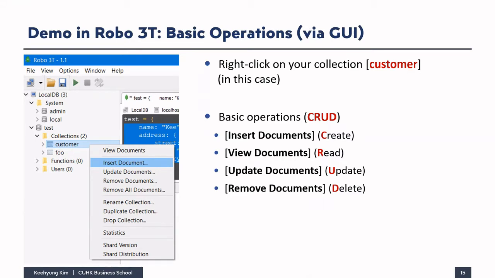Okay, so in this tool, the basic operations you can do are basically those things. Once you have a collection, you can right click on the collection and you can perform multiple operations on this collection. So basic operations are this CRUD: basically create document, which is insert document, and read, view documents inside the collection, and update documents you already have in the collection, and the last one is delete, remove documents you have in the collection. So there are 4 main operations you can perform.